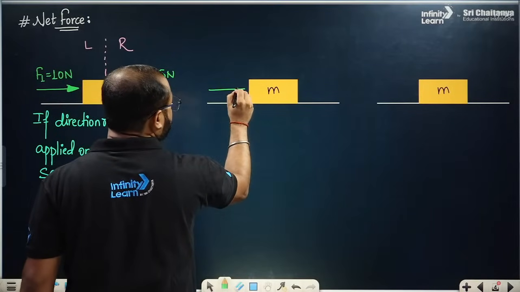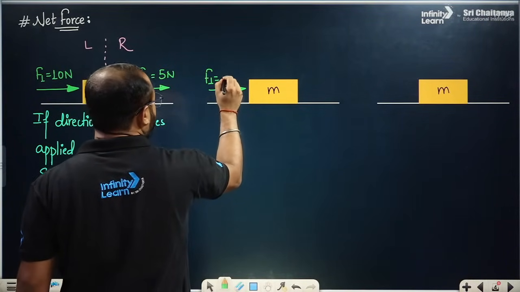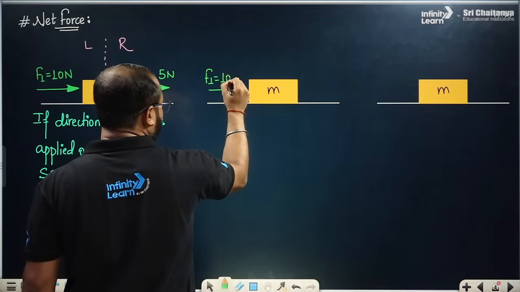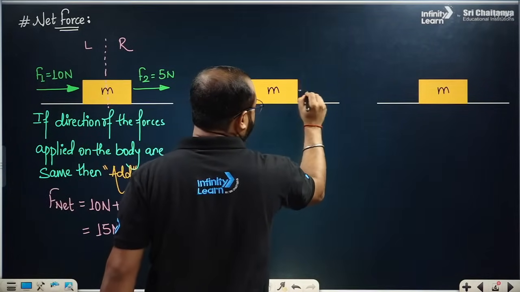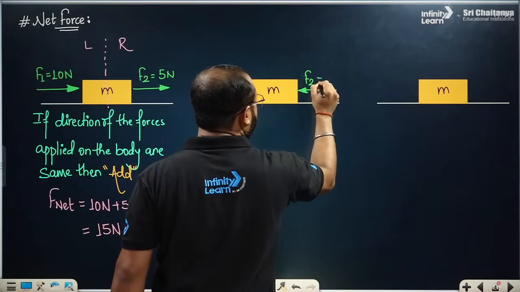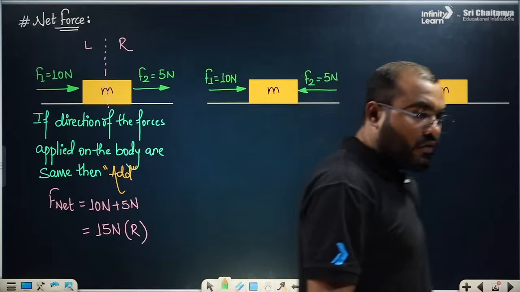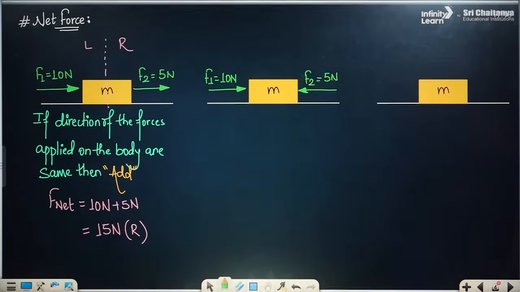Suppose there is a force applied on the body in this direction, and the force is F1, which equals 10 Newton again. Similarly, there is another force. Now the direction of the forces has changed. F2 is going to apply in this particular direction, that is 5 Newton, people. Now we want to understand what will be the effective force acting on this body in the opposite direction. As you can see, F1 is towards the right, F2 is towards the left. So the forces are acting opposite to each other.